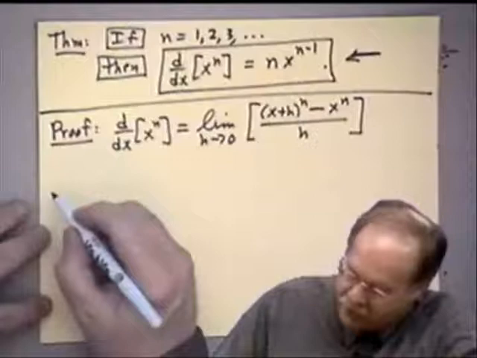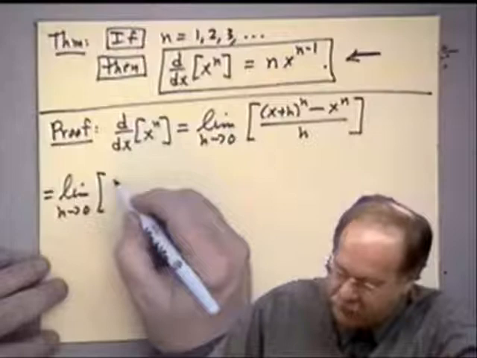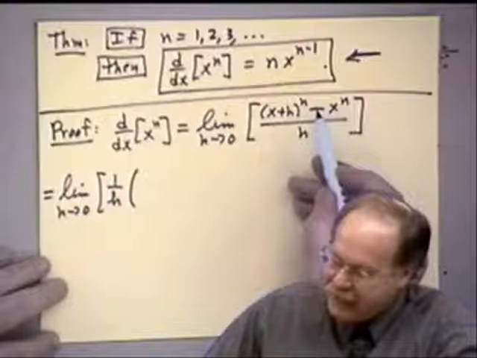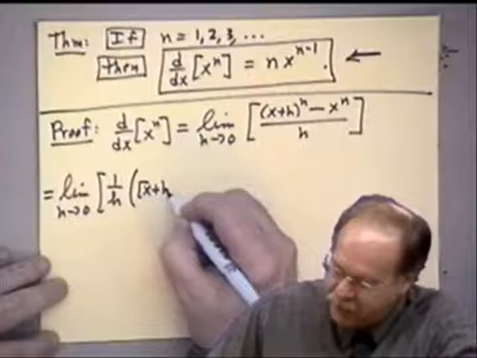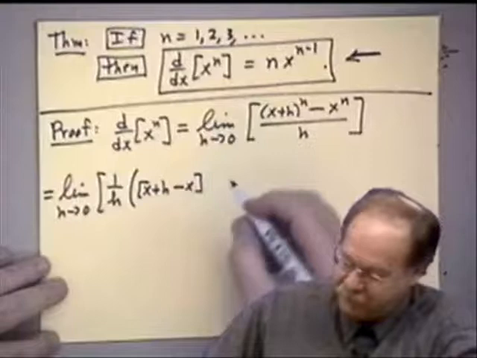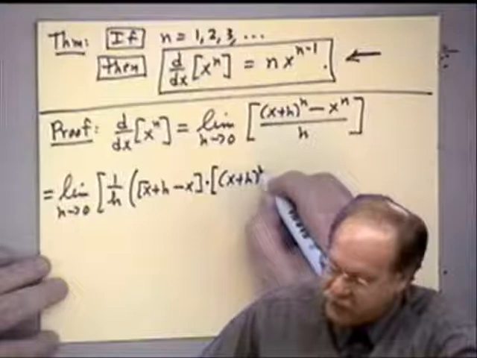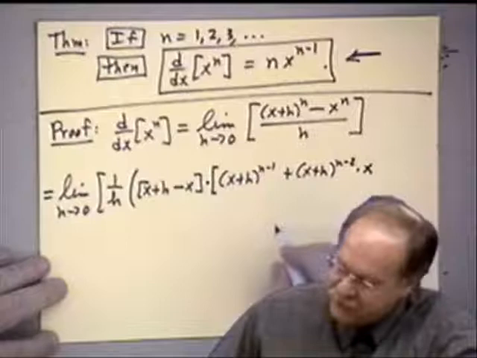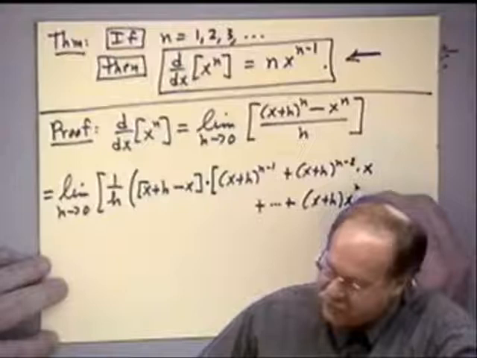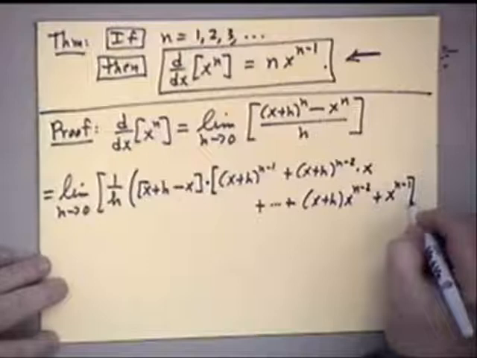The limit as h goes to 0, I will again, as I usually do, pull out my 1 over h. Now, if this is like an a to the n minus b to the n, the first factor is going to be the a part, x plus h, minus the b part, which is x. Now that's going to work out nicely. Times the remaining part, which will be x plus h to the n minus 1, plus x plus h to the n minus 2 times x, plus dot dot dot plus x plus h times x to the n minus 2 plus finally x to the n minus 1.